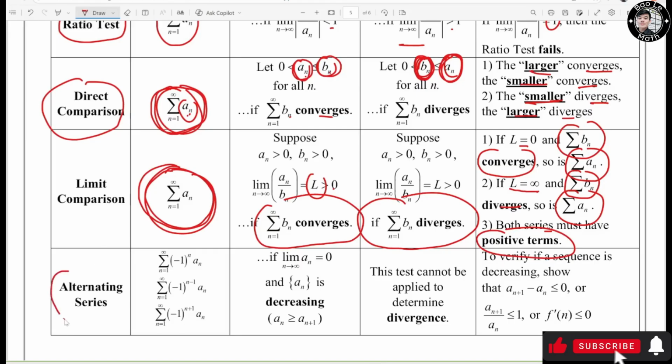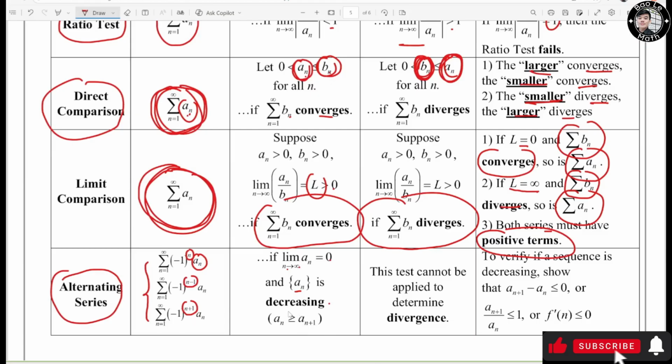Now, next one, the alternating series test. So, here are 3 different formulas of the alternating series you're going to see on the AP exam. It could be negative 1 to the power of n, it could be n minus 1, it could be n plus 1. Now, if the limit of a sub n equals 0 when n approaches infinity, and the sequence a sub n is decreasing, it means a sub n is greater than or equal to a sub n plus 1.